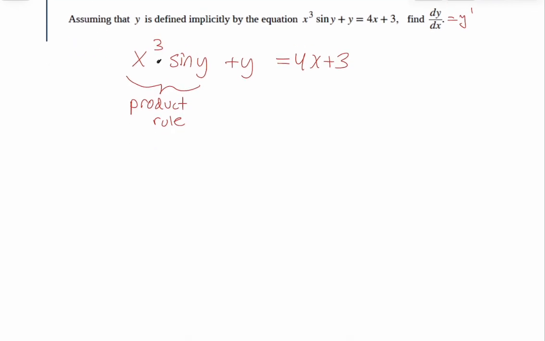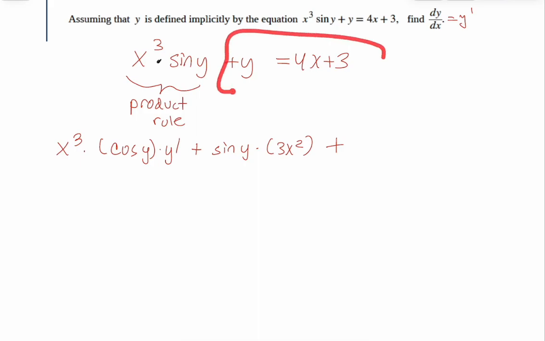Okay. So if I do the product rule on that piece, it's the first times the derivative of the second. So it's just a cosine of y times y prime, because I don't know what y is. I don't know what y is, so I have to include a y prime. Plus the second times the derivative of the first. And now I'm ready to finally move on to the rest of my equation. The derivative of y is y prime. The derivative of 4x is 4. The derivative of 3 is 0.